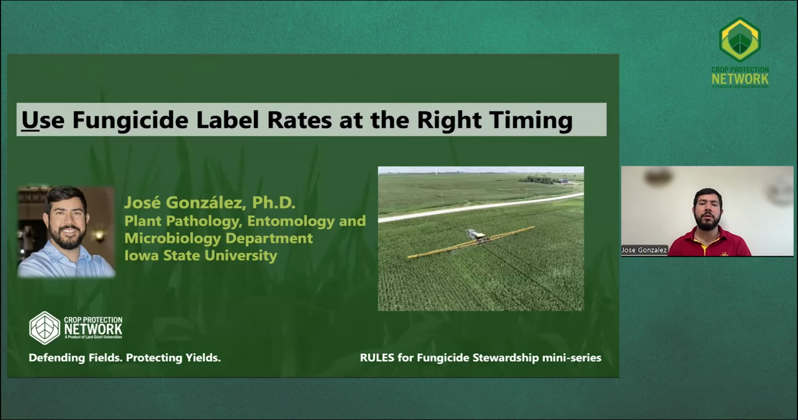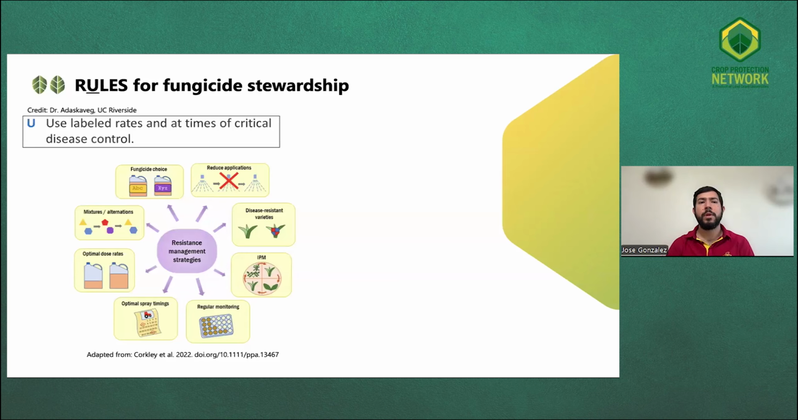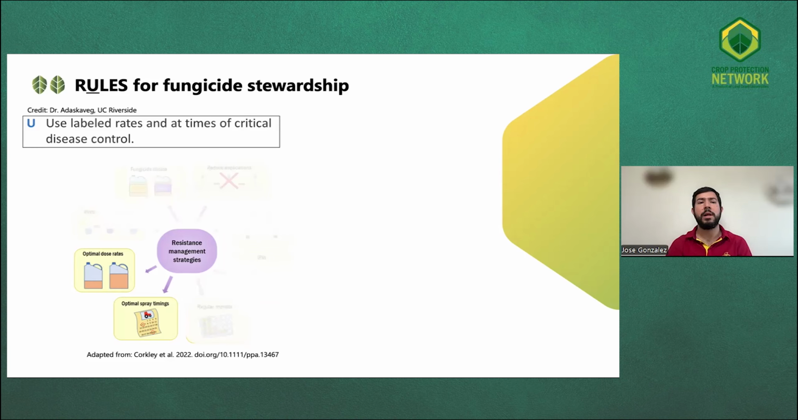This presentation is part of the rules for fungicide stewardship, and I'll be talking about the use of fungicide label rates at the right timing. This concept of rules is a way to think about things that we can do to prevent the development of fungicide resistance in fungal pathogens. There are several ways that we can think about fungicide stewardship, but for this presentation, I'll focus on the use of optimal dose rates and the application of a fungicide at the appropriate time.